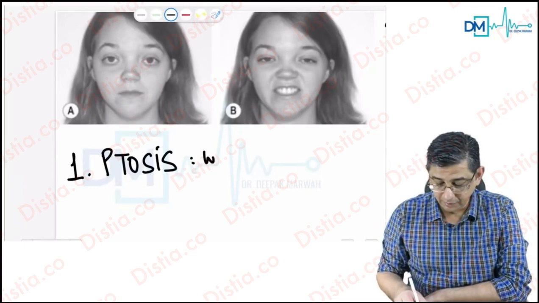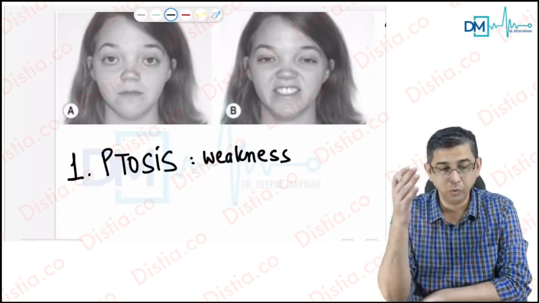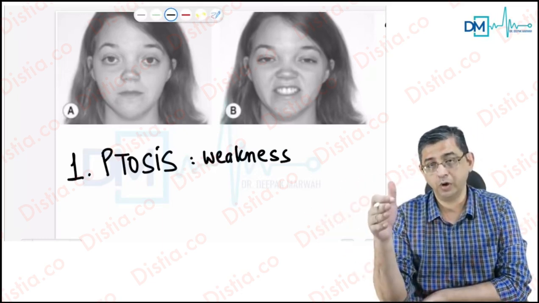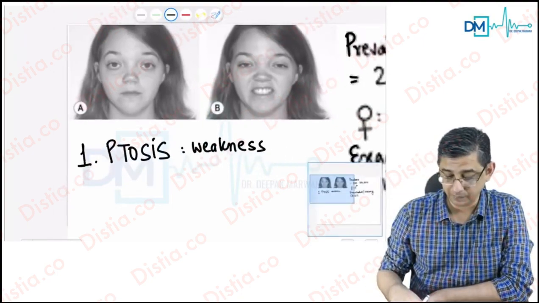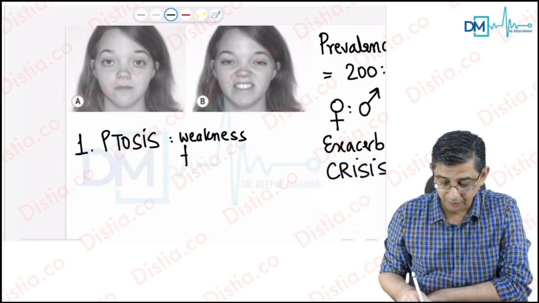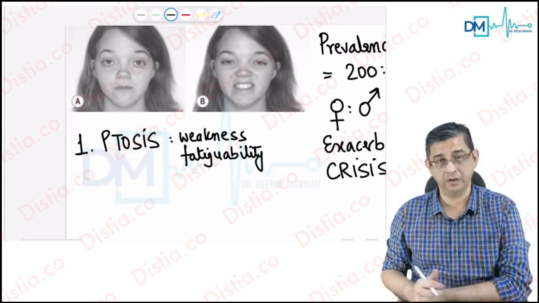Do appreciate the fact that myasthenic weakness is more in the evening hours as compared to morning hours. There will always be a diurnal variation of history given in this question. Weakness and fatigability are two very non-specific terms. If you're lazy, you might say, I am weak, I am fatigued.